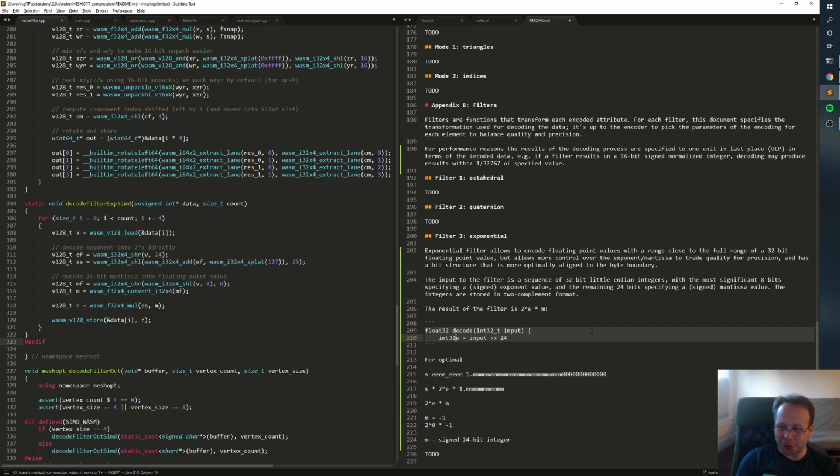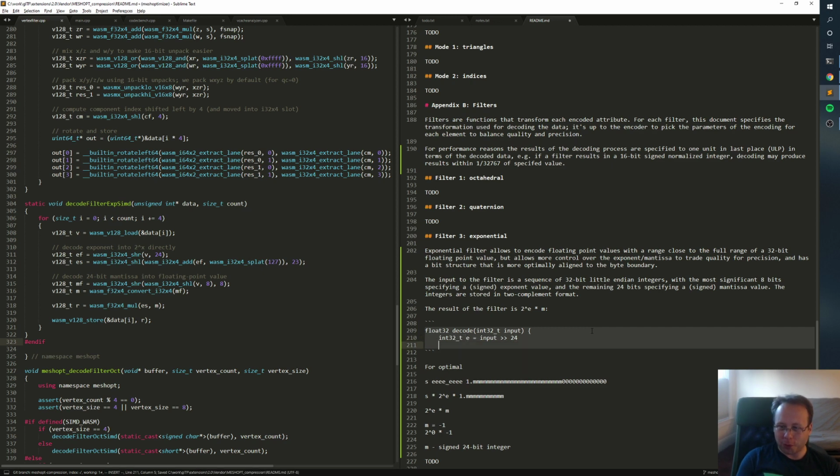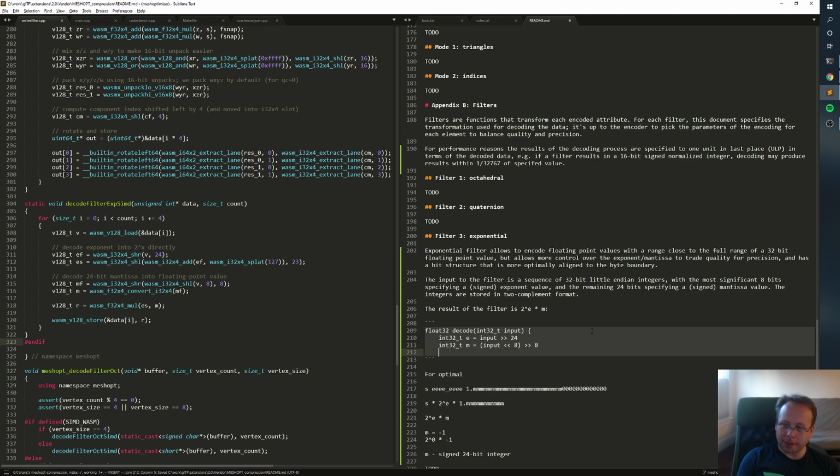But okay, so we decode the exponent and then we decode the mantissa. To decode the mantissa, you have to take the last 24 bits of the input, but then you have to sign extend. And it's going to be awkward to, you know, whatever. And then we're going to return power of 2 to the e times m. All right.